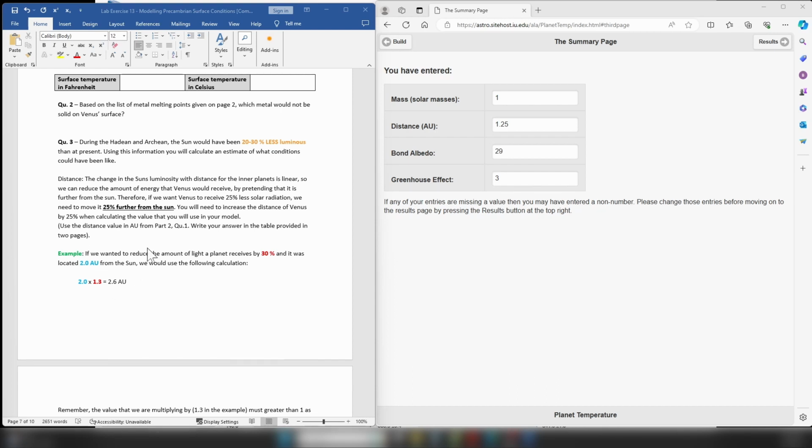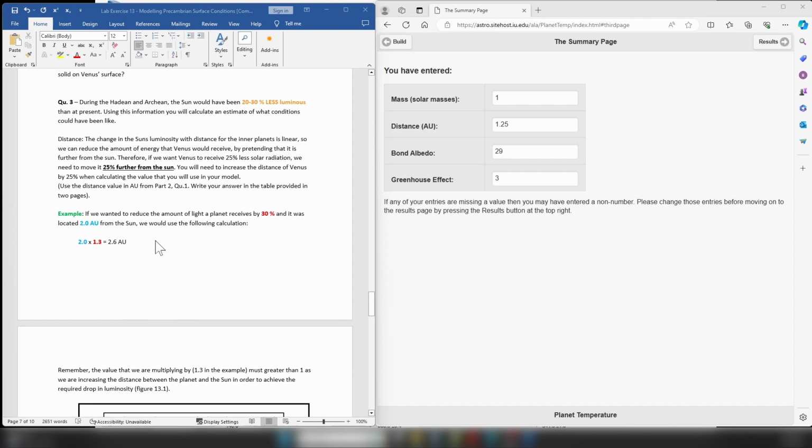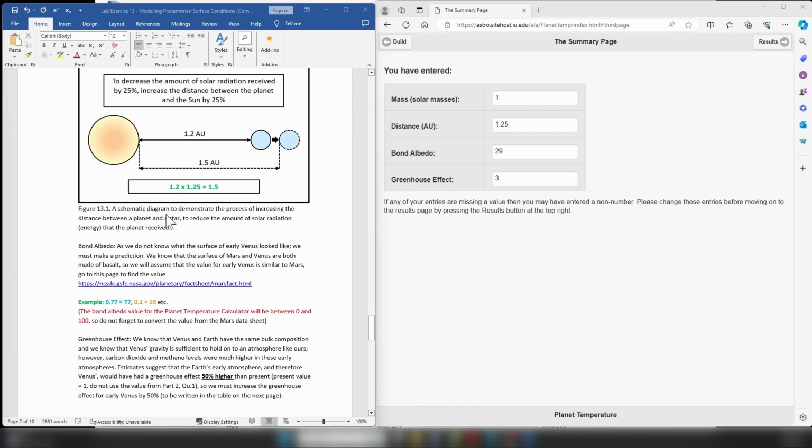Okay, so we've now worked out how you are going to calculate the distance. The next thing we need to work out is the bond albedo. Well, this one is particularly complicated because we don't actually know how much of the surface of Venus was covered in water. Was it a small amount? Was it a large amount? And so that makes estimating the bond albedo somewhat tricky.